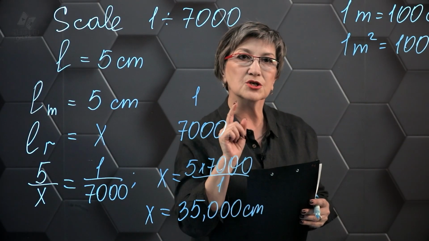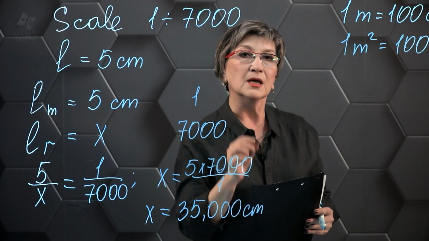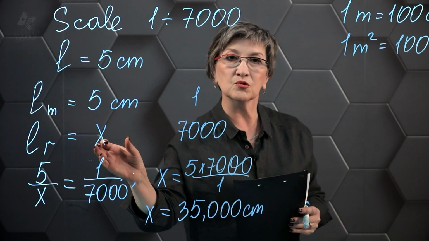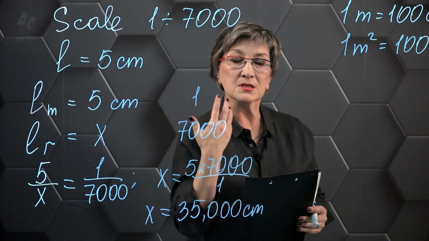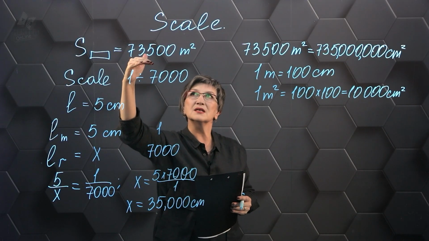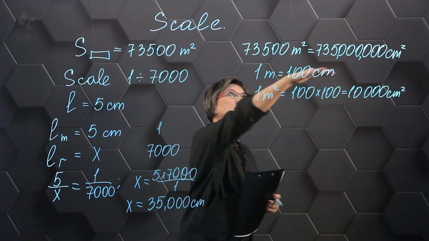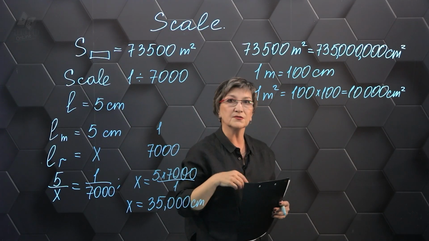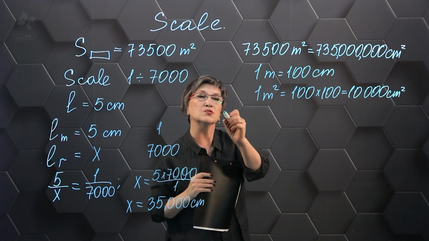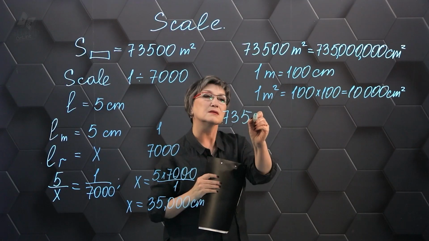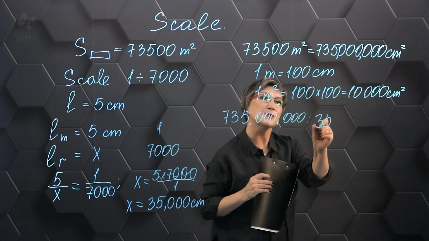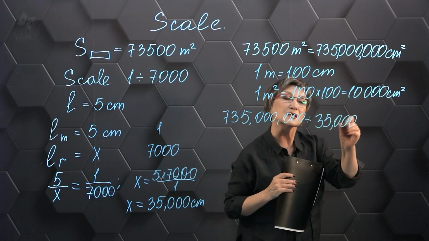But we need to find the width of the rectangle in the drawing. In order to find the width of the rectangle on the drawing, we need to know the actual width. We know how to find the real width if we have an area of 73,500 square meters or 735 million square centimeters. In order to find the width, we need 735 million divided by 35,000.